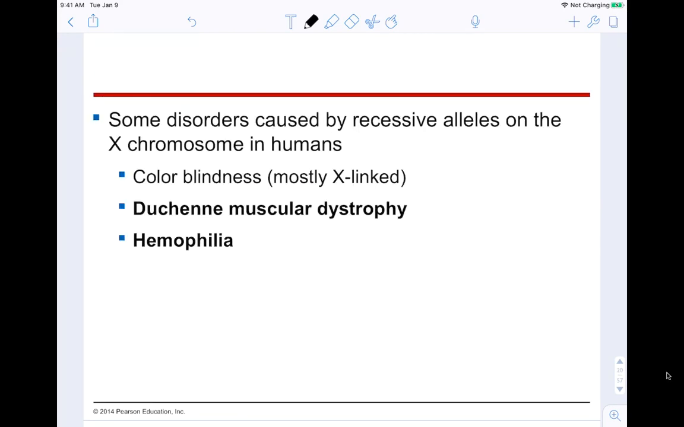So let's look at some of those examples. You have some disorders that are caused by recessive alleles on the X chromosome in humans. So color blindness is one that we just talked about. And no, that doesn't mean that you can't see color. There's just different variations of color that you have a hard time either differentiating between or you flip them. Then you also have Duchenne muscular dystrophy and hemophilia.